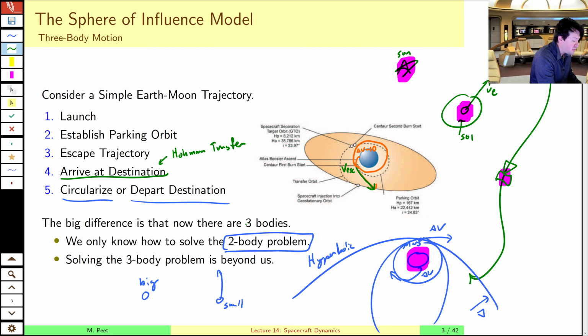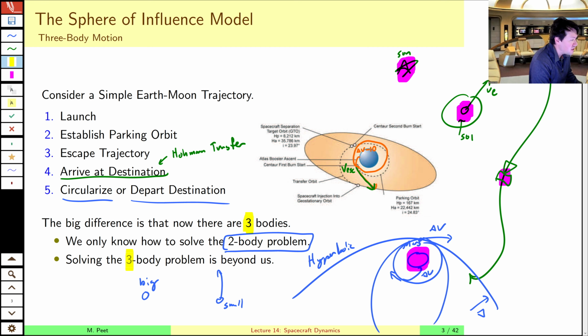So I say 3 bodies. In fact, we should really be saying 4 bodies, if we're thinking about this right. So unfortunately, solving a 4-body problem, just the dynamics of that, is very complicated. It's just going to be beyond us to actually calculate the acceleration and integrate that. It's very non-Keplerian.